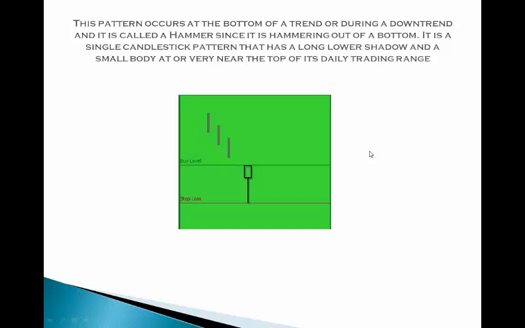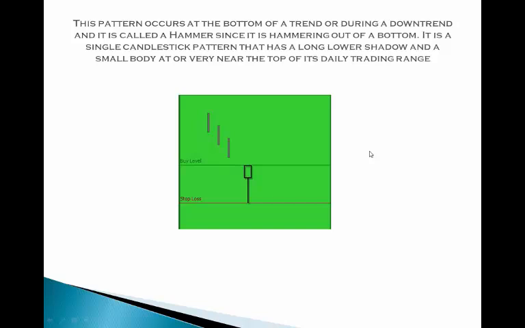Now let's go into detail on some of the candles. This pattern is what we call a hammer. It occurs at the bottom of a trend or during a downtrend. It is a single candlestick pattern that has a long lower shadow. Sometimes we call it a wick, or shadow, or tail.